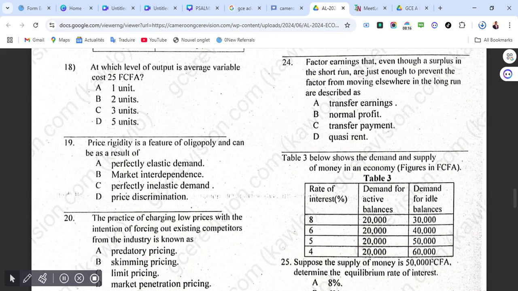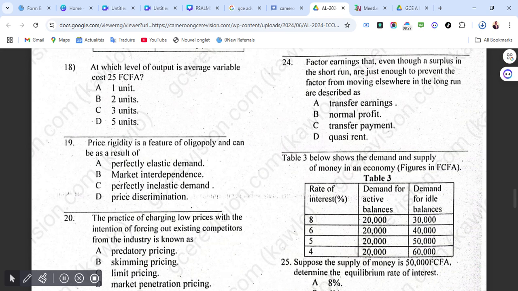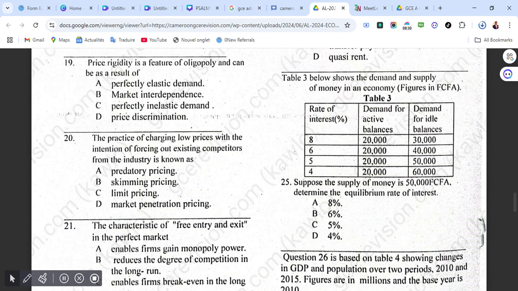19. Price rigidity is a feature of oligopoly and can be as a result of B, market interdependence. The practice of charging low prices with the intention of forcing out existing competitors from the industry is known as... So why do people charge low prices of goods? To force lower competitors out of the market. A, predatory prices. So they're acting like predators.